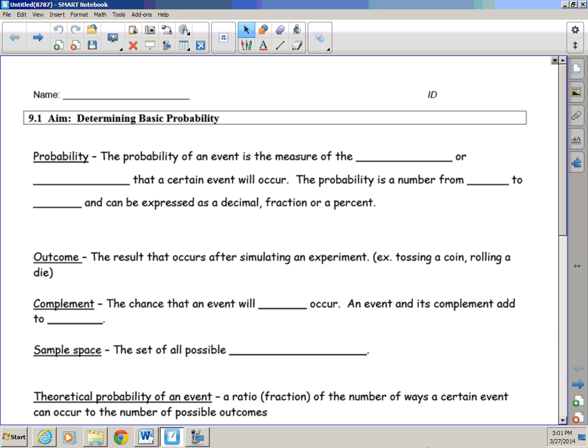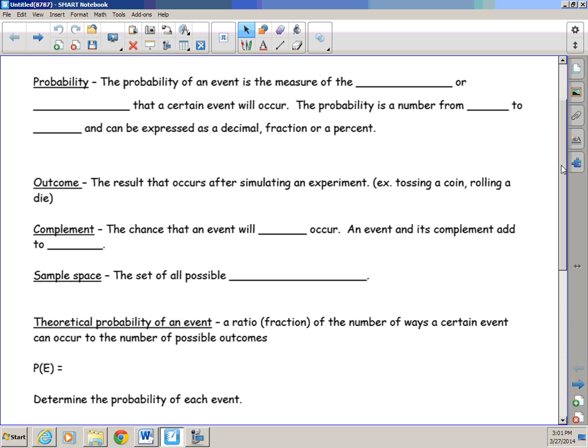We begin today with the new unit that encompasses the concept of probability. And today, the first lesson, we're going to go over some of the basic aspects of probability and keep building on that as we go along. Now, when we're talking about probability, the probability of an event is the measure of the likelihood or chance that a certain event, a particular event, will occur.